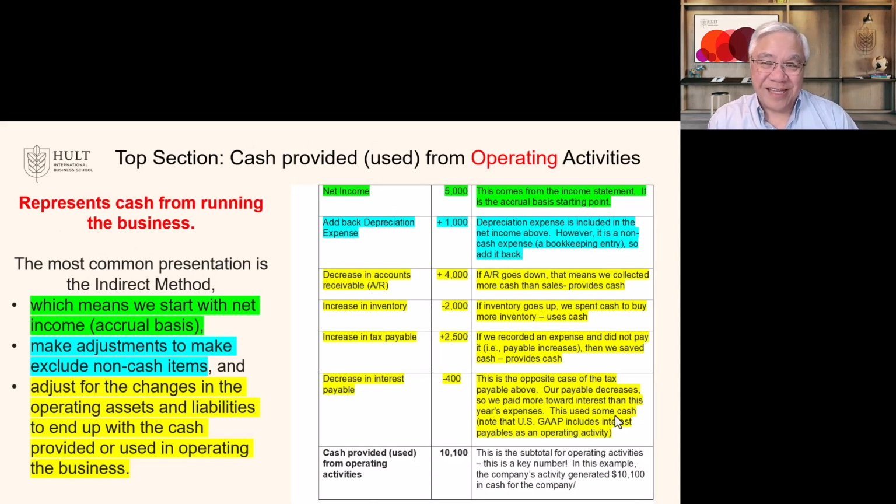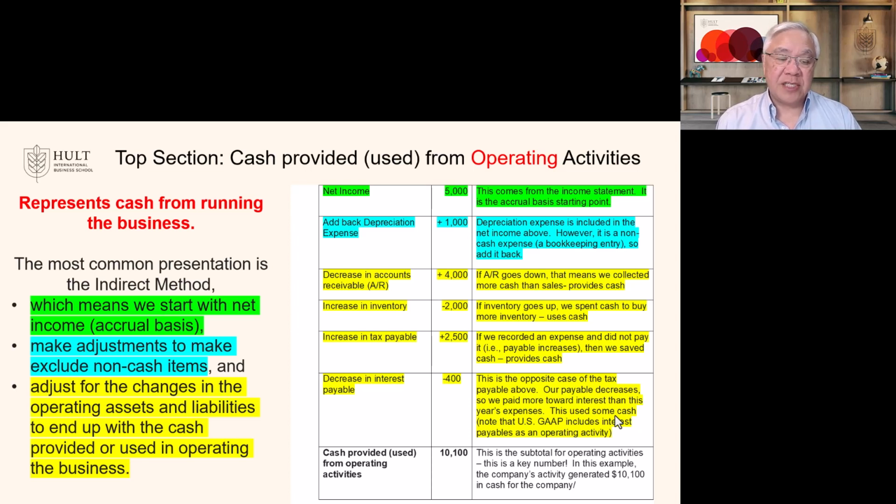This is a colorful slide because the colors mean something. We're looking at now those 3 activities I referred to earlier of operating, investing, and financing. We'll start with operating. This represents the cash that was generated or used from running the business. We start with the green, which is net income. We always start there. This ties the cash flow statement to the income statement.